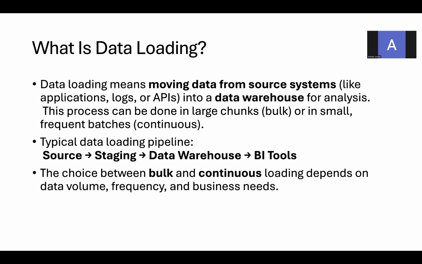The choice between bulk and continuous depends on how much data you are going to load. For example, I want to load only five files from the S3 bucket to Snowflake every half an hour, or every 20 minutes. That is continuous, small files loading. Bulk loading means I want to load almost 2000, 3000, millions of records into Snowflake at a time. That is called bulk loading.